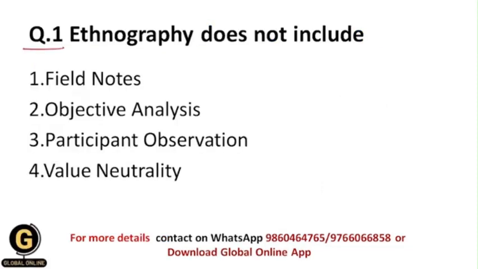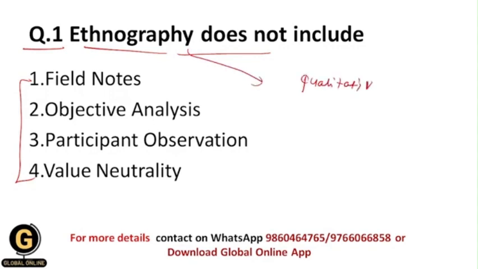Question 1: ethnography does not include. From these options, which is the option which is not included in ethnography? Basically students, ethnography is qualitative research, because within the ethnography method we study the culture of a specific community or society. As well, we study the behaviors of the participants, how they behave, what are their characteristics within a community, what are the cultures of the community or society.